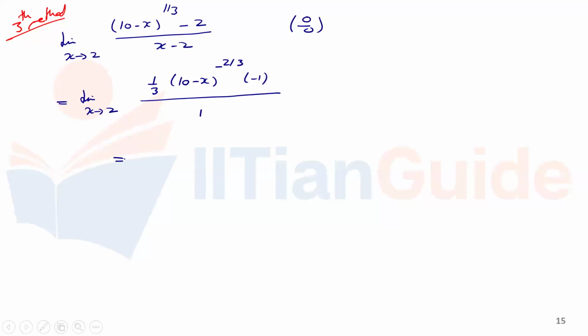0 by 0 का form खत्म हो गया है. So I am going to write 1 by 3, 10 minus x, that is 8, power minus 2 by 3, multiplied by minus 1. Minus 1, so I'm getting minus 1 by 3. 8 power minus 1 by 3 is 1 by 4. 8 power 1 by 3 is 2. 2 power minus 2, that is 1 by 4. My answer is minus 1 by 12. ये answer minus 1 by 12 आ गया. Am I right? जल्दी बोलिए. Clear? Yes, sir. Clear to everybody?